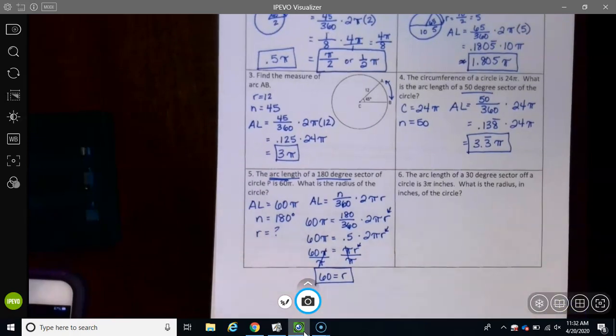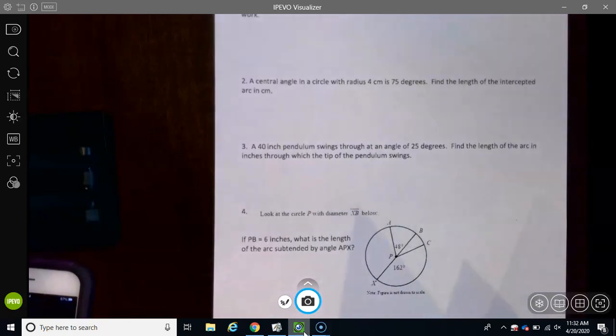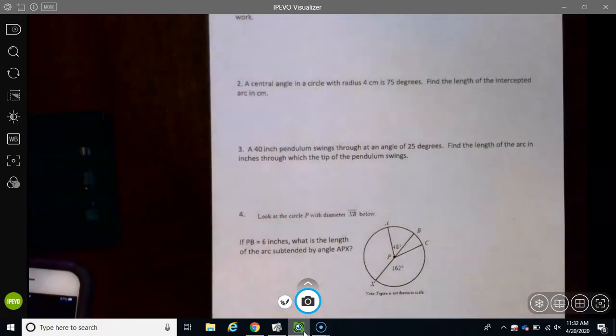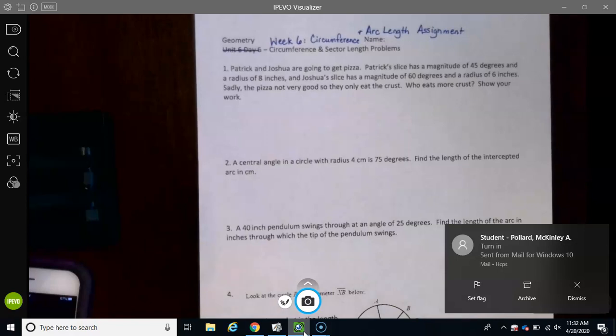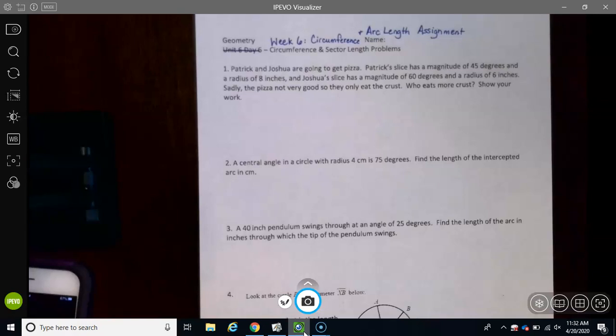I'm going to go ahead and not do number 6 just to move along so the video doesn't get too terribly long. The assignment for this is to do these word problems. Okay? So you've got to draw your diagram if they didn't already give you one, and then use the formulas, either for circumference or for arc length, to find whatever they're asking you to find. Okay?